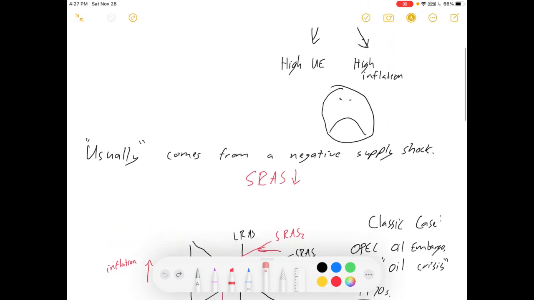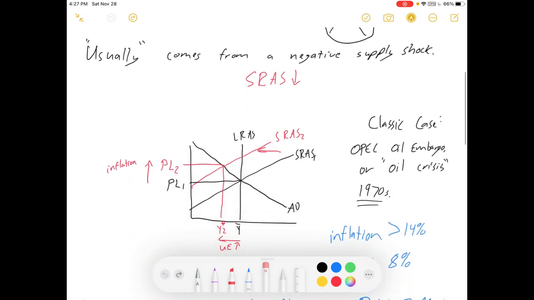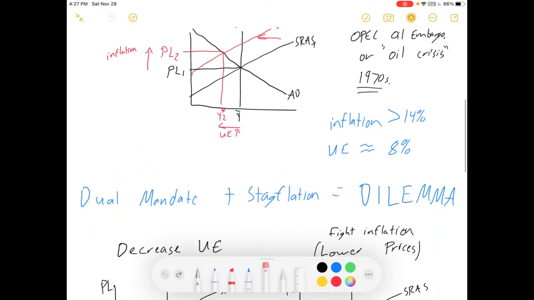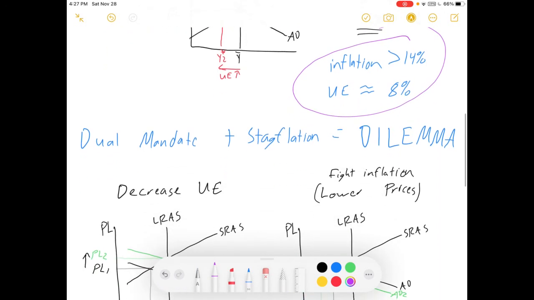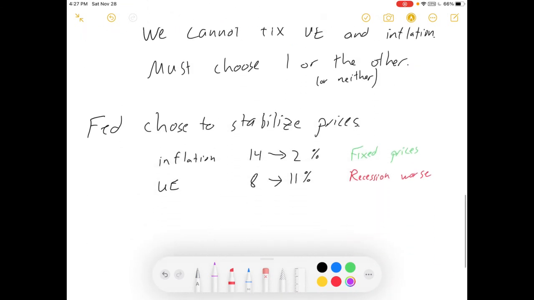So, it's kind of a short, simple video. Stagflation comes from negative supply shocks, and it sucks because, one, it creates an uncomfortable scenario for us where we have high inflation and high unemployment, and two, it creates this nasty policy dilemma where we're not quite sure how to fix the economy because whatever problem we do fix will make a different one worse.